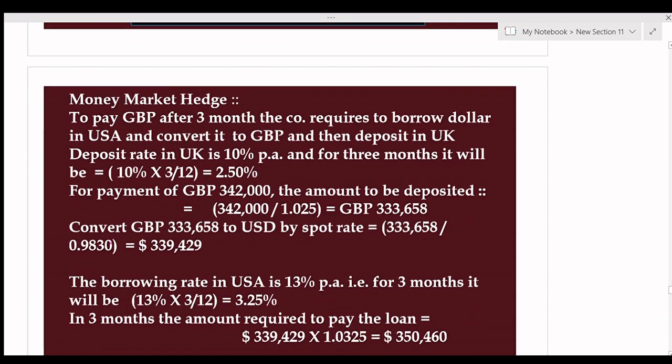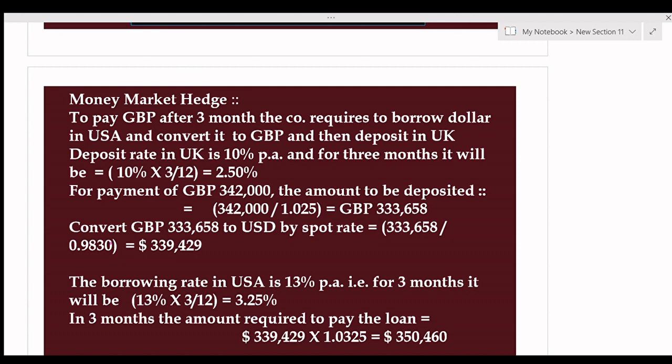Money market hedge. The principle of money market hedge for the importer is that the importer will deposit the amount in the exporter country's bank, so that the deposit amount on maturity will be paid to the exporter to nullify the importer's liability. This deposit amount will be borrowed by the importer in his own country. The total borrowed amount on maturity will be his cash outflow to meet his liability. This is for the importer.